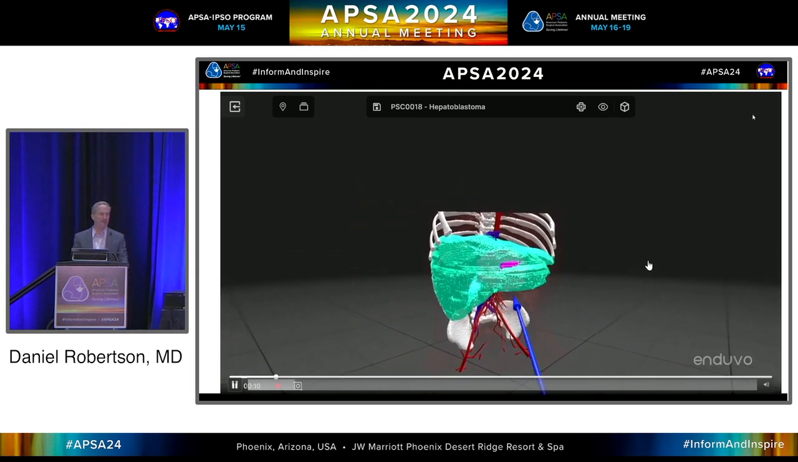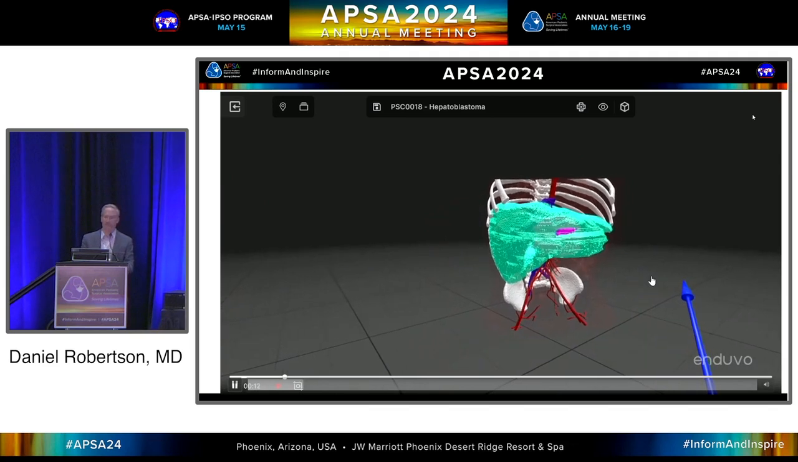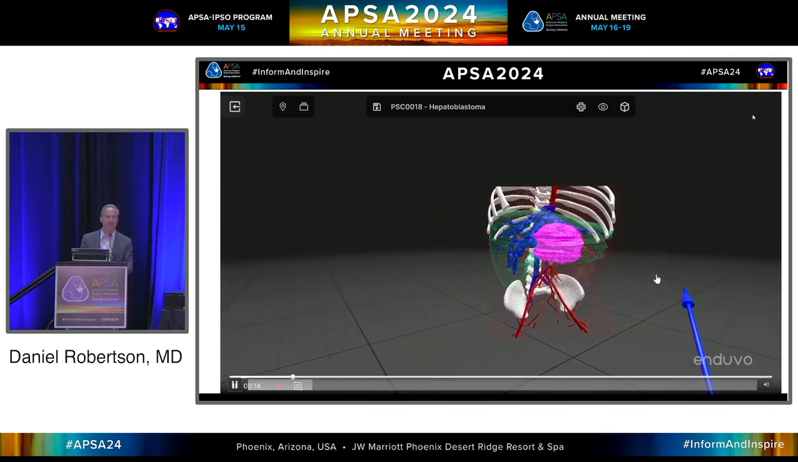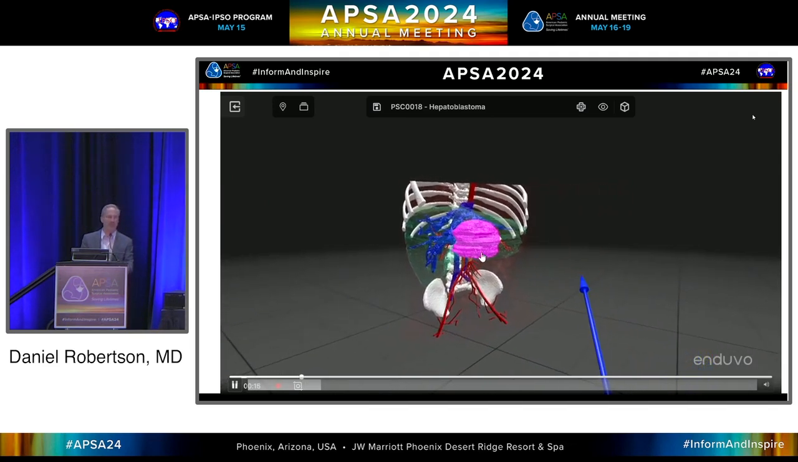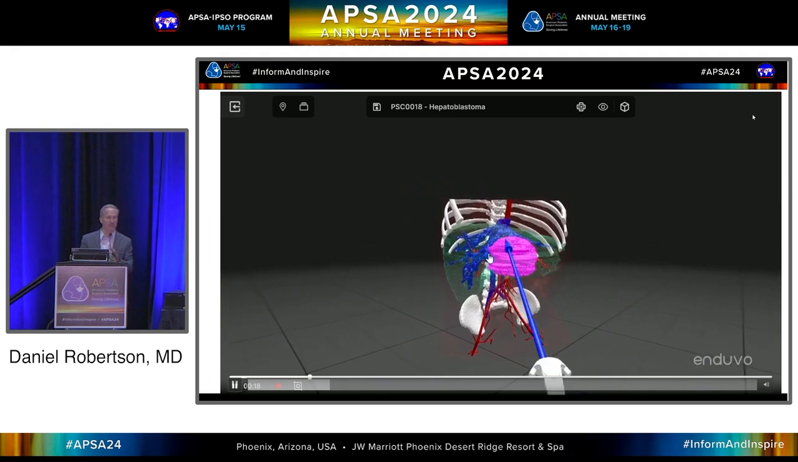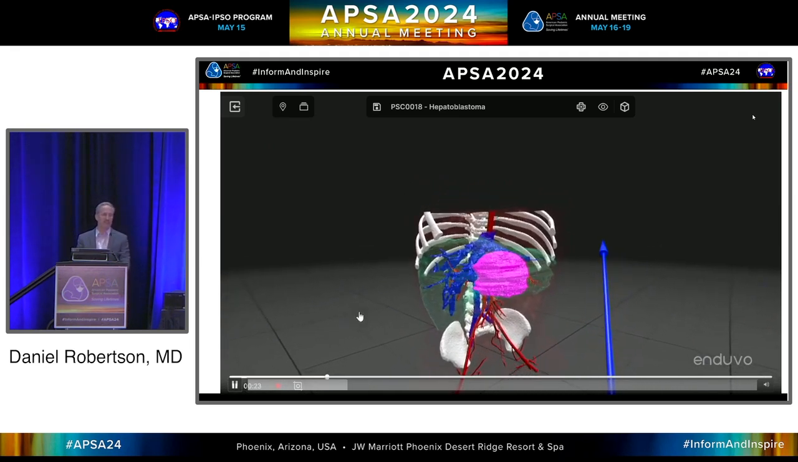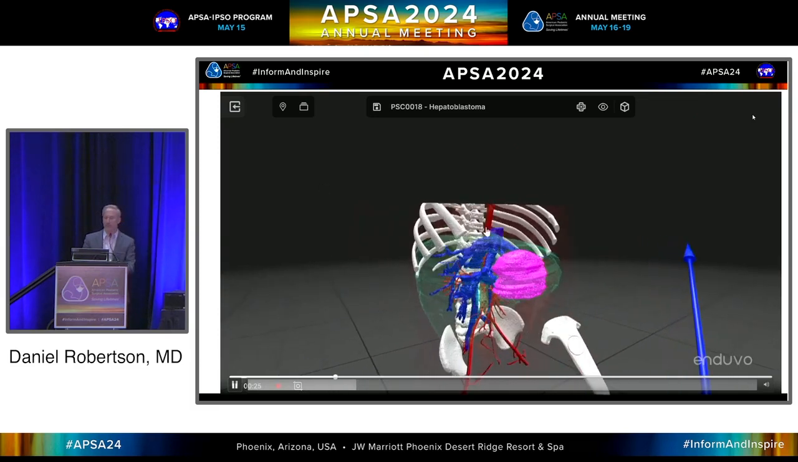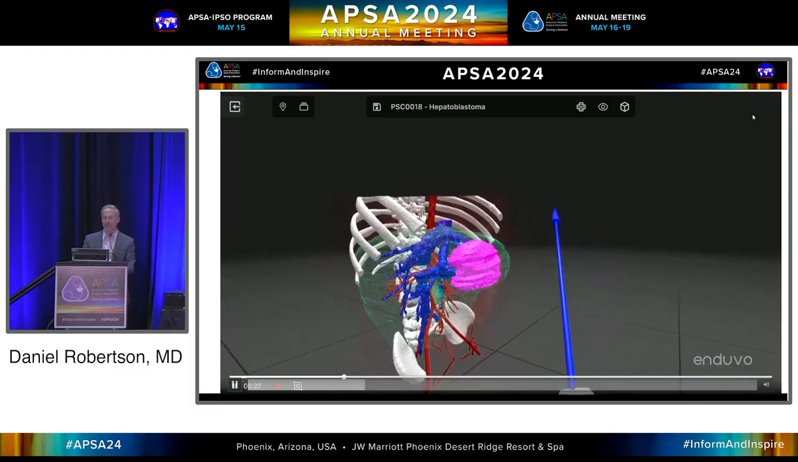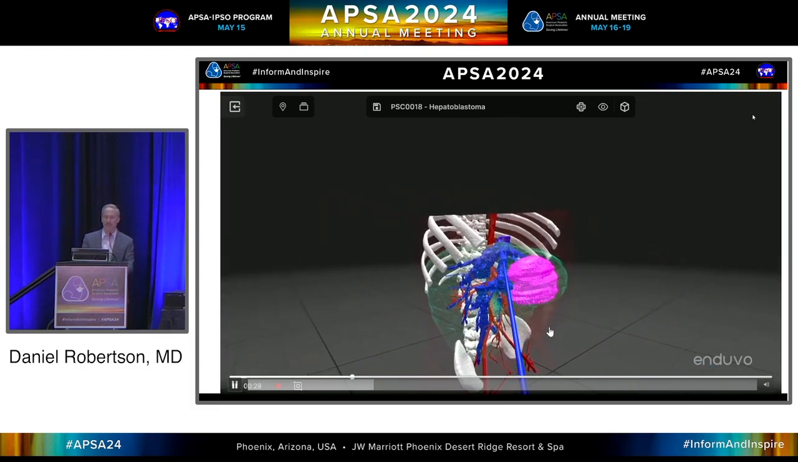We'll fade out the parenchyma of the liver substance so you can see where the tumor is inside the liver, and as we zoom in a little bit and rotate it, you'll see exactly where that middle hepatic vein is. It looks like in this case, in order to get a negative margin on the tumor, we'll have to come just to the patient's right of the middle hepatic vein.